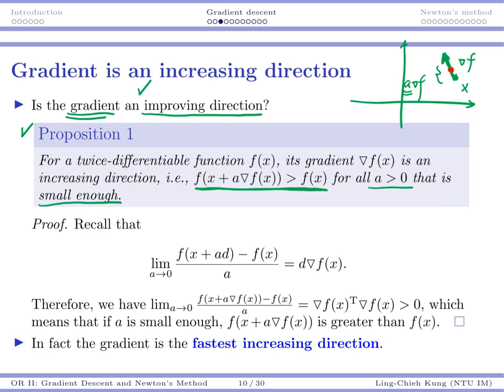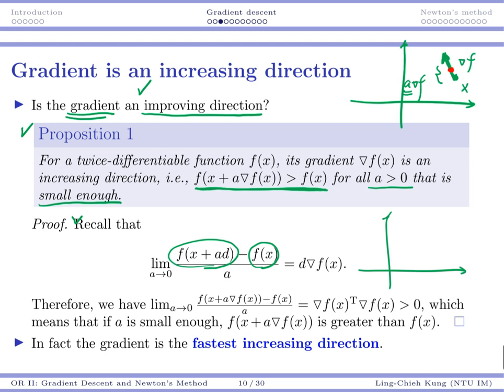Well, this actually can be proved. So how to do that? Recall the following. We have this particular limit. It says that from x, I want to move along a direction d with a small step size, so my a goes to 0. For this particular function, I'm talking about the resulting functional value and the initial functional value.